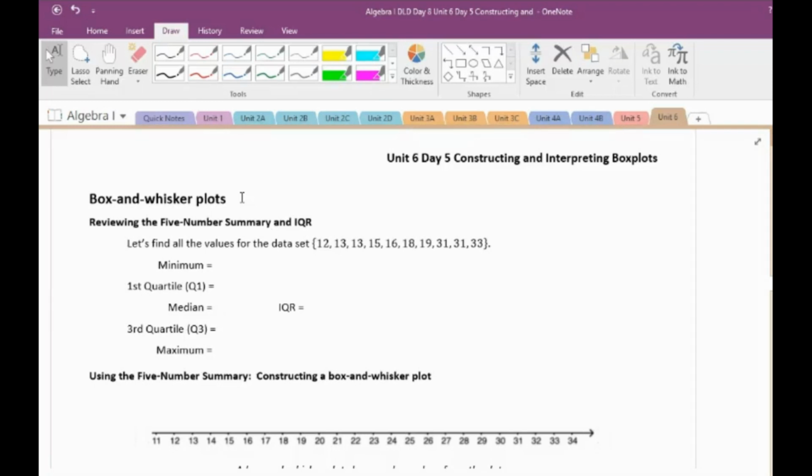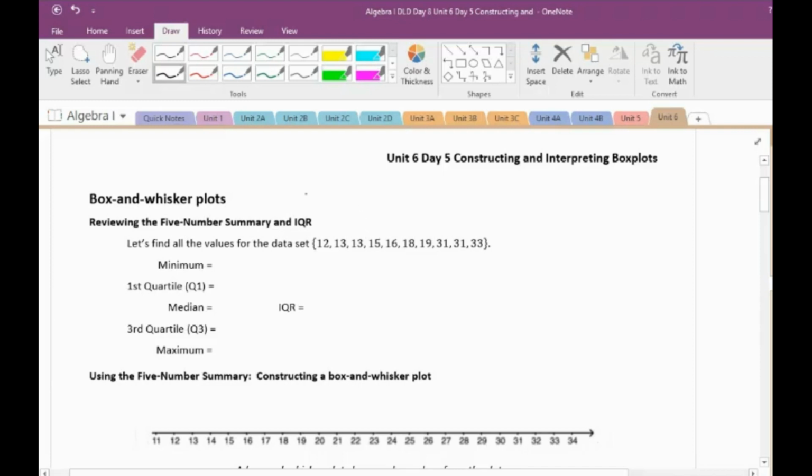So, quick review. Let's go ahead and find the five-number summary for this set of data here. Again, our five-number summary is the minimum, first quartile, median, third quartile, and maximum. And remember, what we're doing here is we're dividing the data into four parts. So I have this data set right here: 12, 13, 13, 15, 16, 18, 19, 31, 31, 33.